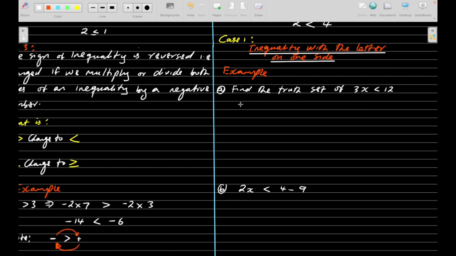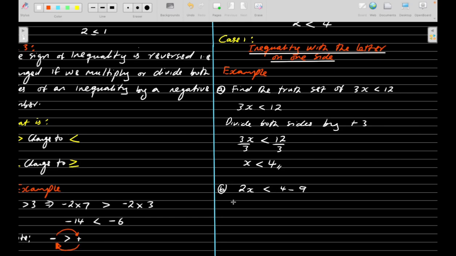Now to solve this, all we need to do is to look for the value of x. And to find the value of x, we divide both sides by plus 3, so we have 3x divided by 3 less than 12 divided by 3. If we divide both sides by 3, we're going to be having x less than 4. Hence, the true set of the above inequality is x less than 4.